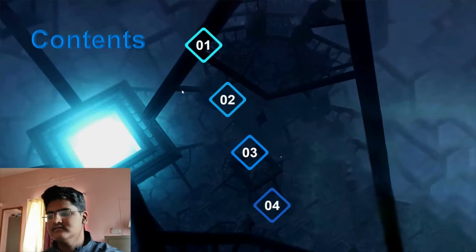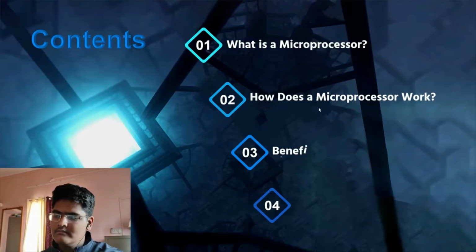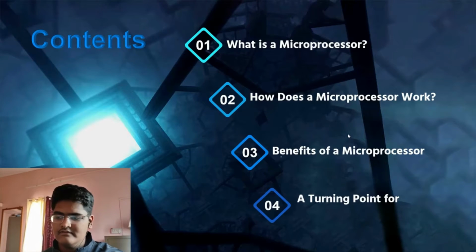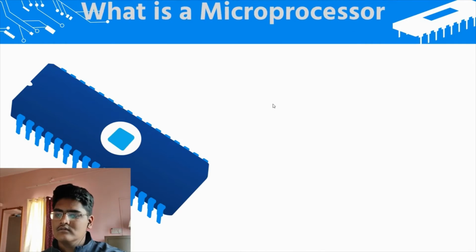Contents that will be discussed today are what is a microprocessor, how does a microprocessor work, benefits of a microprocessor, and how a microprocessor was a turning point for modern computing. So, what is a microprocessor?